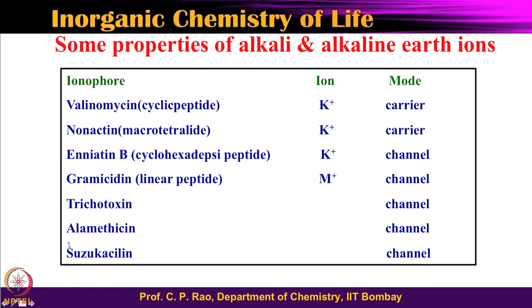There are some peptides, trichotoxin, which can form a channel, alamethicin, which can form a channel, suzukacillin, which can form a channel. So, these, gramicidin and these, are all channel kind of systems. So, channel mechanism, all the other ones are carrier mechanism. In a carrier, the ion is bonded by the ionophore from all directions and taken inside the cell or taken out of the cell. So, carrier and channel type.